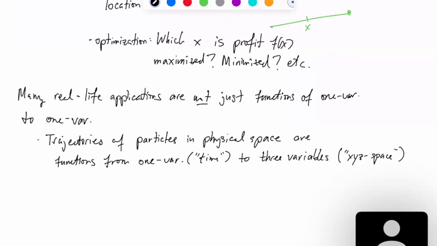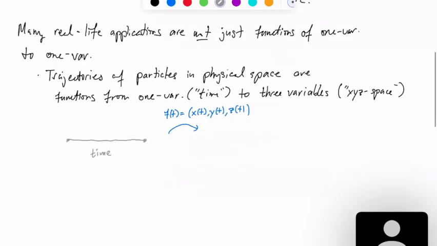Right, so the picture here is, let's say you have some clock. So here's your time, and then you have some trajectory. f of t is now x of t, y of t, z of t. And you're mapping now into physical space. So let me put coordinate axes here. So you're now in XYZ space, the real 3-dimensional world.